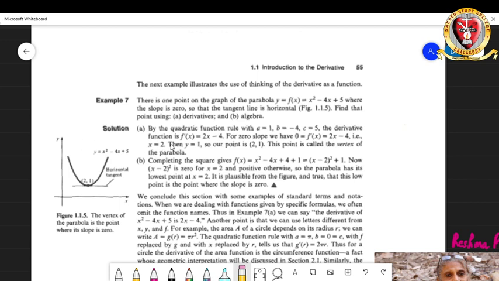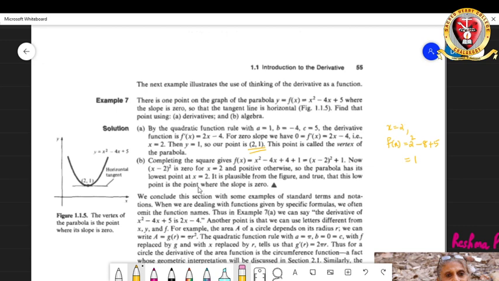So when x is equal to 2, how can you find y? x equal to 2 means f of x is equal to 2 square minus 8 plus 5, which is equal to 1. So the point we obtain is the ordered pair (2, 1), and this point is nothing but the vertex of the parabola. This is how we found the point where the slope of the curve is 0.